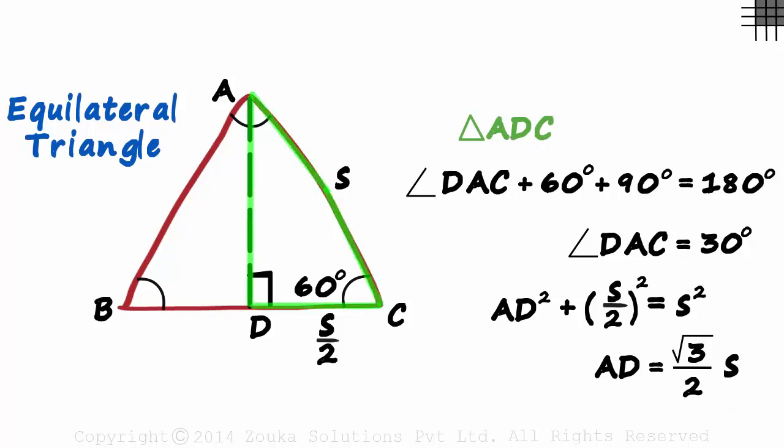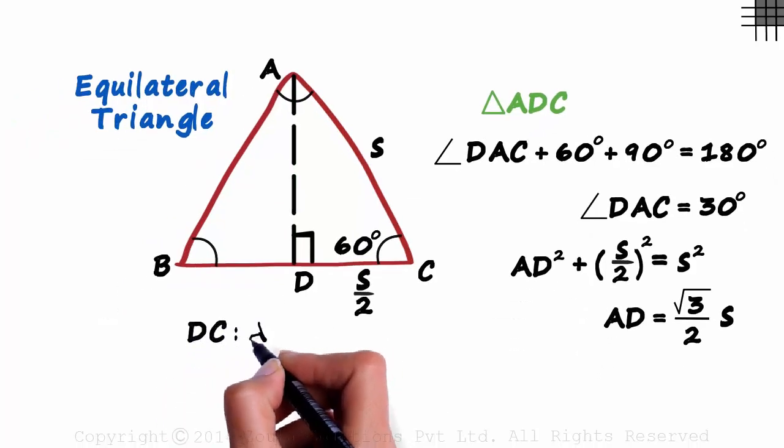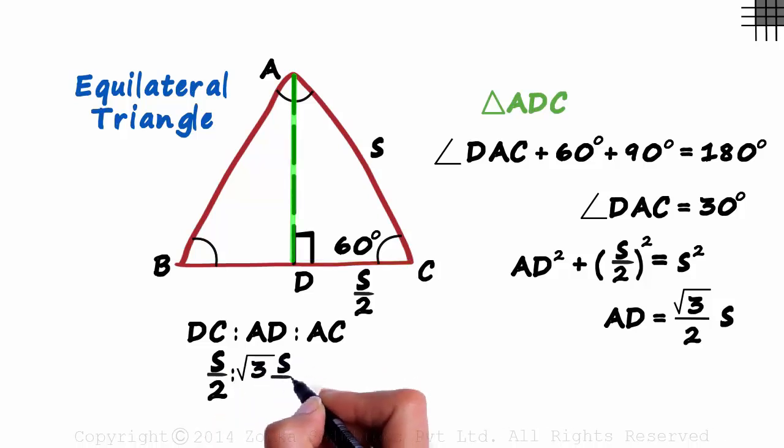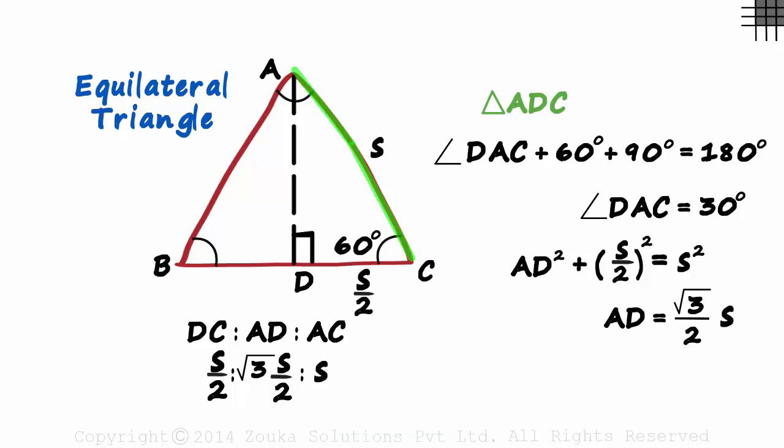Now in this 30, 60, 90 triangle, we have all sides in terms of S. We are interested in DC is to AD is to AC. Side opposite 30, side opposite 60 and side opposite 90. DC is S/2, AD is √3S/2 and AC is S. Multiplying throughout by 2, we get S is to S√3 is to 2S. There you go. That's our ratio.